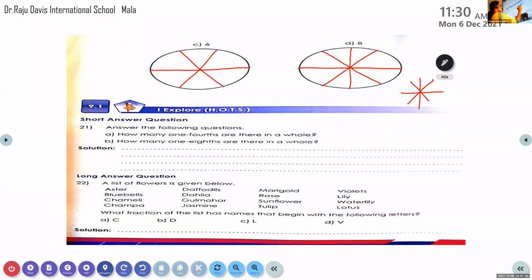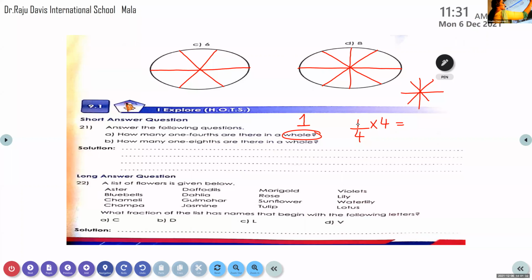Whole means it is taken as 1. Whole means full. The complete object is called whole, W-H-O-L-E, whole. So suppose the figure is divided into 1/4 parts. To make it a whole, what is to be done? You have to multiply with 4, the same as the denominator. If the denominator is 4 and you are multiplying with 4, you will get 1.